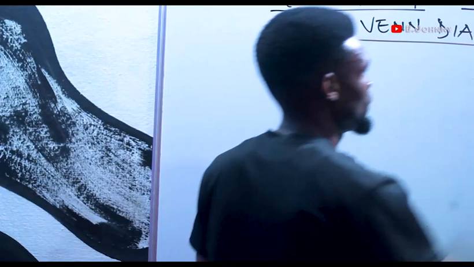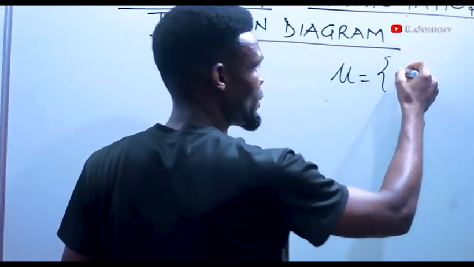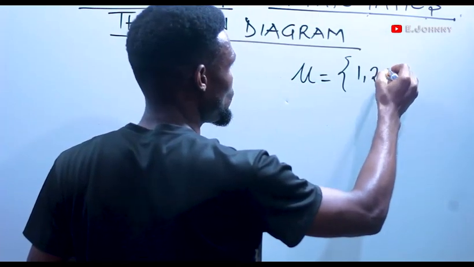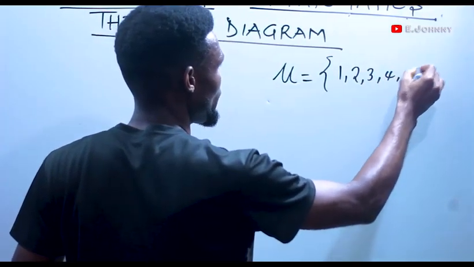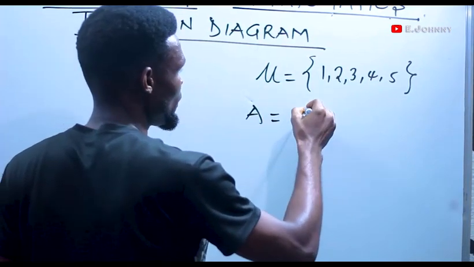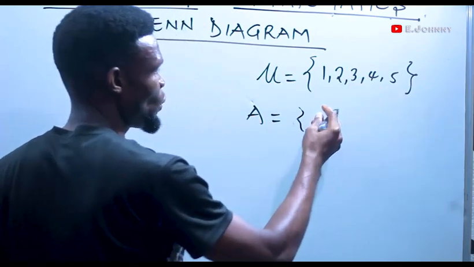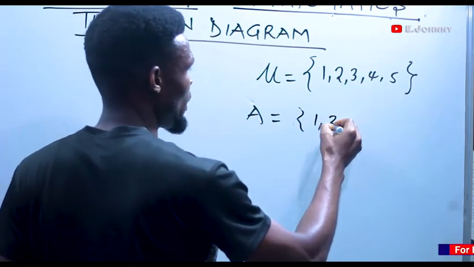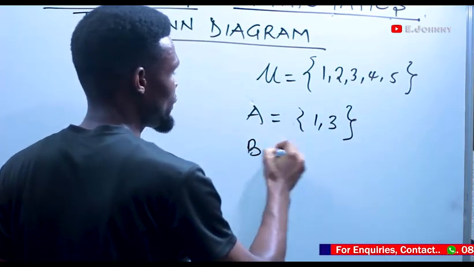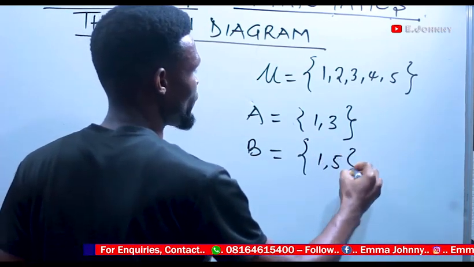So let me go back to this. If I have a universal set, say 1, 2, 3, 4, and 5. This is a universal set. Then if I have a subset A equal to, I pick some elements of the universal set, say 1 and 3. And then I have set B to be maybe 1 and 5.